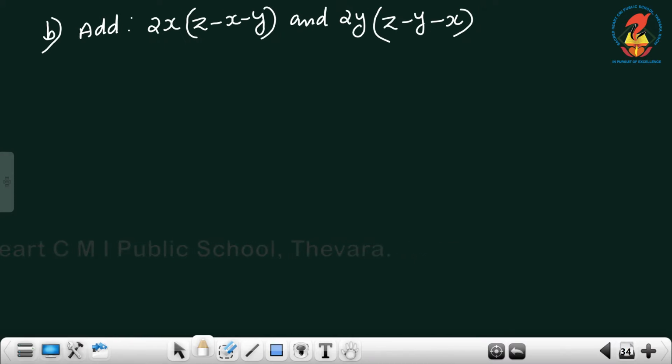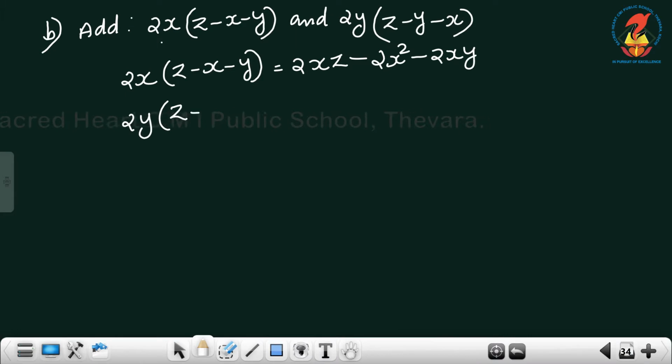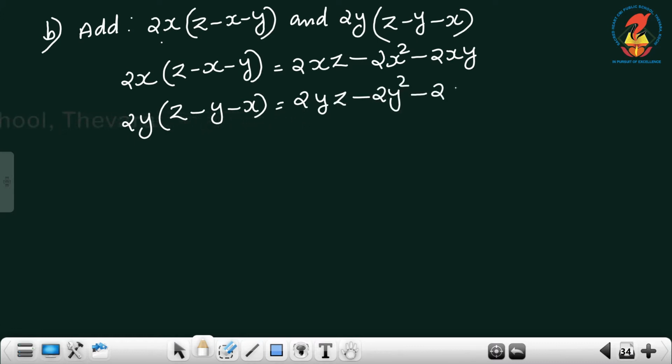Next, add 2x into (z minus x minus y) and 2y into (z minus y minus x). First expression 2x into (z minus x minus y). Okay. What is that 2x into (z minus x minus y)? Here distributive property 2x into z, 2xz minus 2x into x, 2x square minus 2xy. Okay. Next is 2y into (z minus y minus x) equal to 2yz minus 2y square minus 2xy.